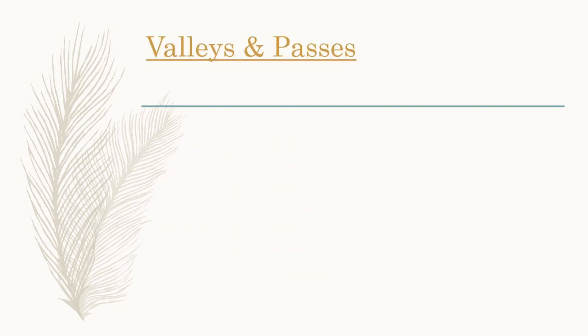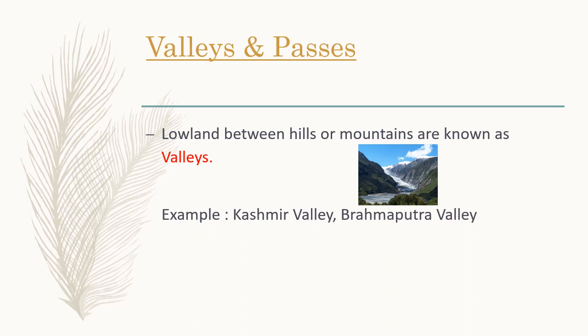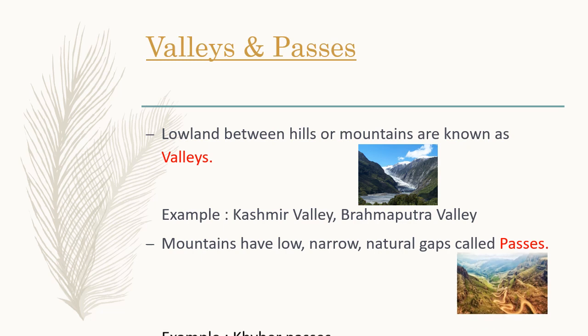Now we will see valleys and passes. Lowlands between hills or mountains are known as valleys. See the examples: Kashmir Valley, Brahmaputra Valley, through which rivers flow. And mountains have low, narrow, natural gaps which are called passes. An example is the Khyber Pass. Through these passes we can go from one side of the mountain to the other side.